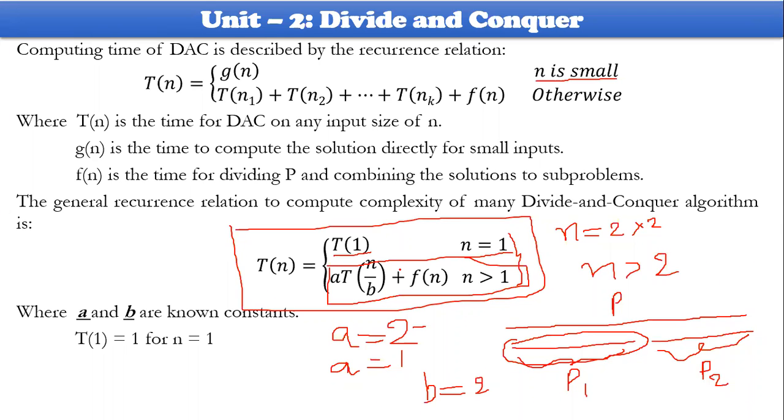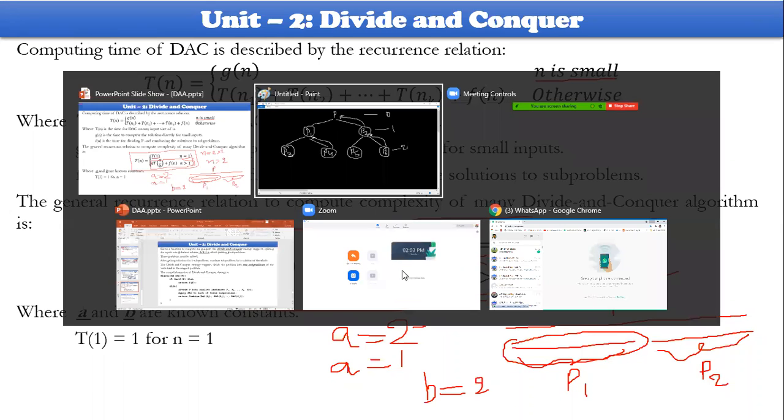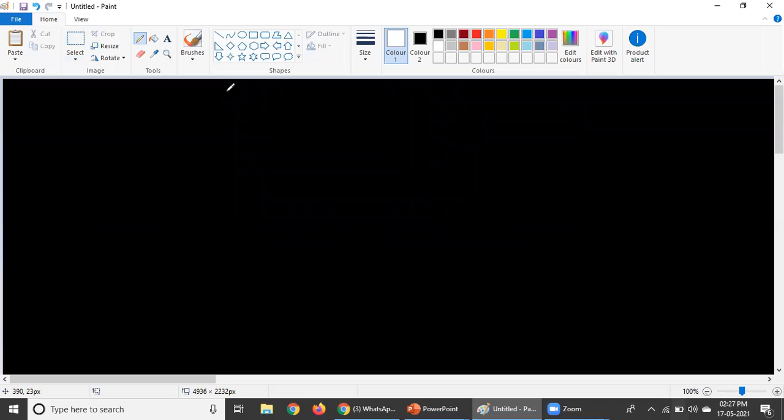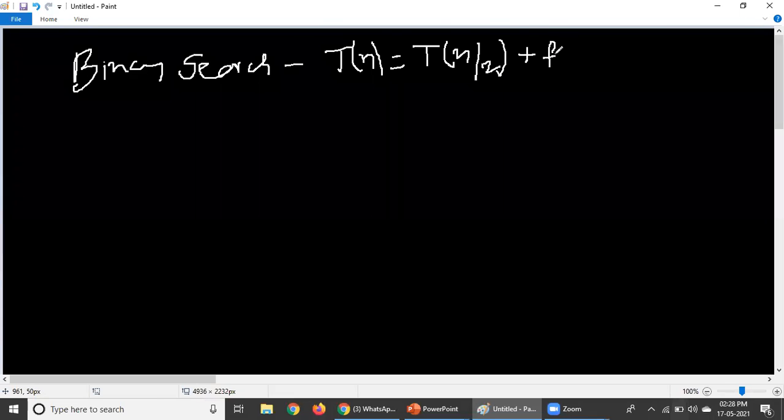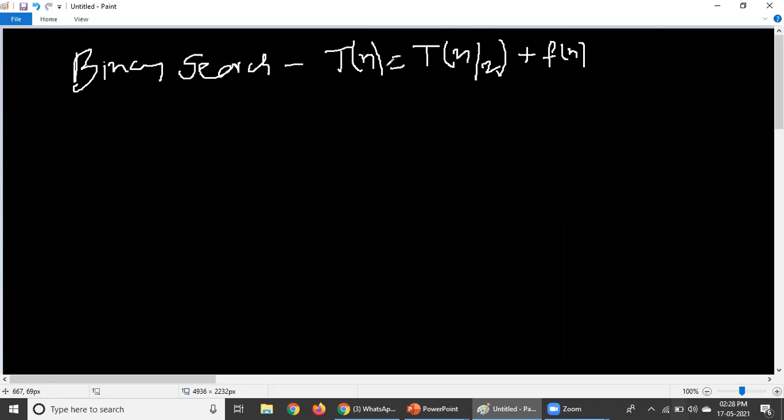And if you consider the same problem, let me write using this particular thing. Look at this. If you consider the binary search problem, T of n will be equal to T of n by 2 plus f of n. I'd like to give you what is f of n here. Okay, I'm talking about all these recurrence relations for n greater than 1 or 2. Okay, for this one only.